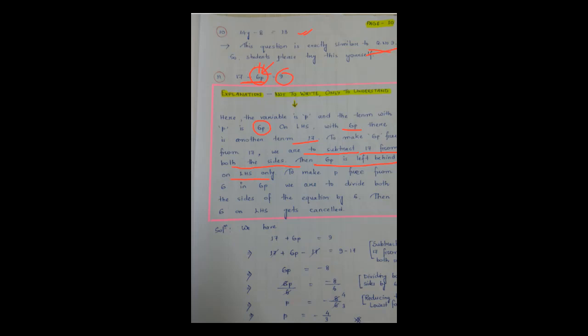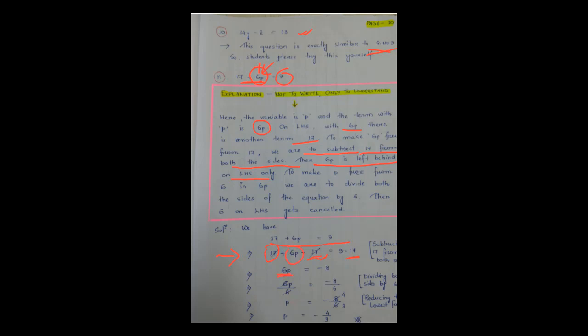Let us check the solution part. This is the equation already given in the question. Then the first step followed here is what? From both the sides, this term 17 is subtracted, because 17 was initially added to 6p. So to remove this 17, we have to subtract 17 from both the sides. So this makes 6p independent on LHS.